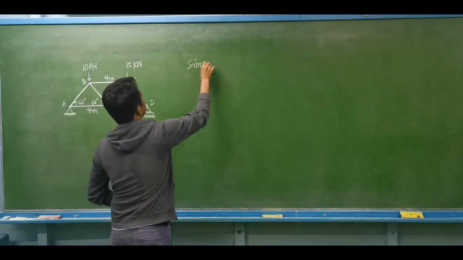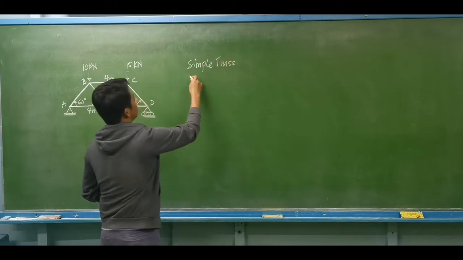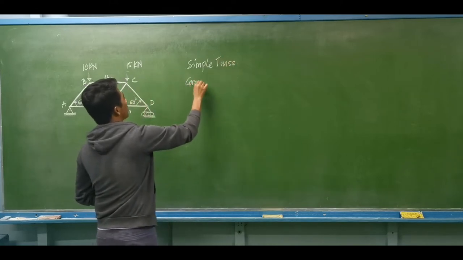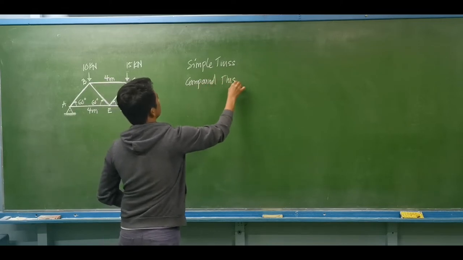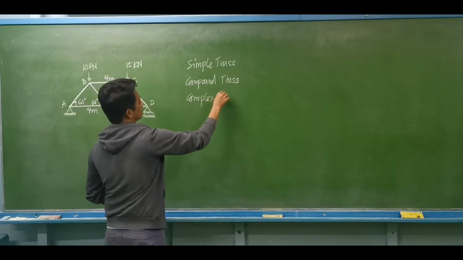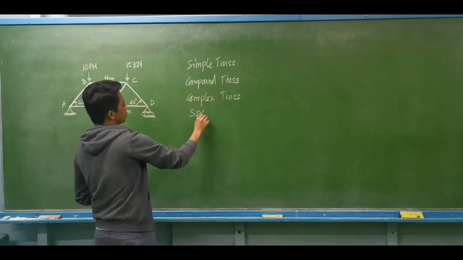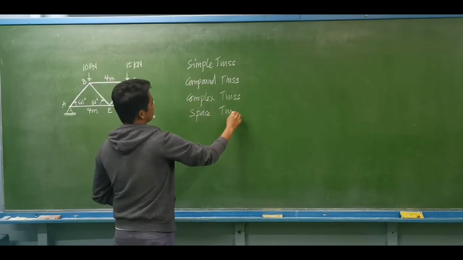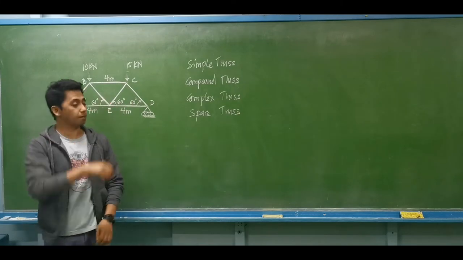We have the simple truss, the compound truss, then complex, and the space truss. So these are the several types of, or four main types of trusses.